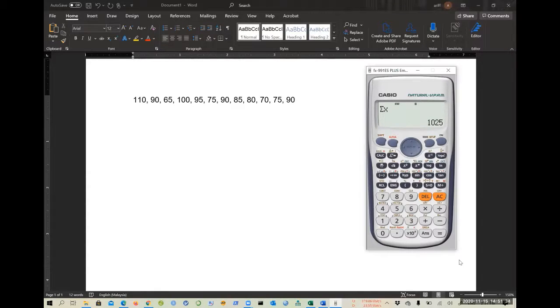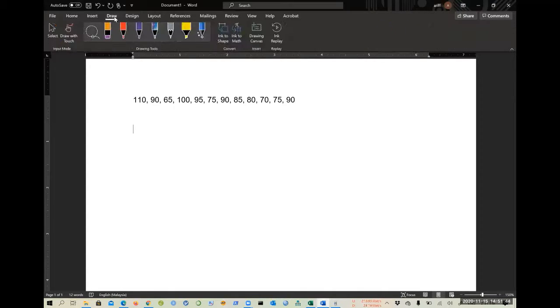So that means your summation of x is 1025. So you have 1025, right? So draw: summation of x is equal to 1025. Okay, bring up back my calculator.